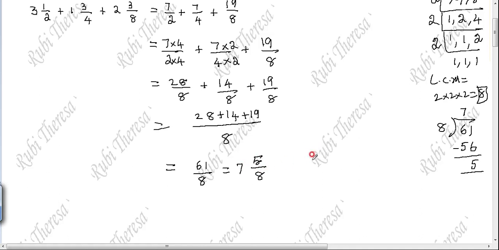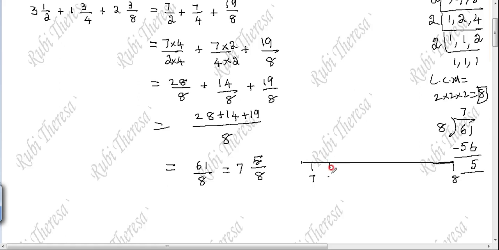So where does it lie? This number lies between... 7 5/8. So it exceeds 7. It crosses 7, so definitely it is between 7 and 8. It lies between 7 and 8. How? 7. Here you see. 1. How many parts? 8 parts.